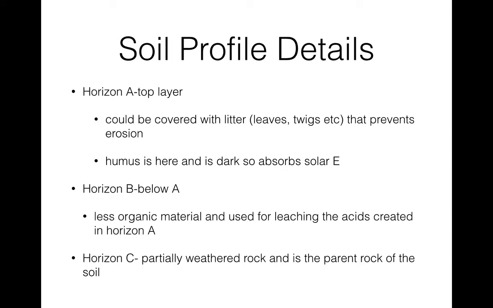Horizon B has less organic matter and is used primarily for leaching the acids created in Horizon A. Remember, we want to keep that pH level at a certain level so that everything is in homeostasis. Horizon C is partially weathered rock and is the parent rock of the soil. So you need to know that for the test, that it is the parent rock of the soil.